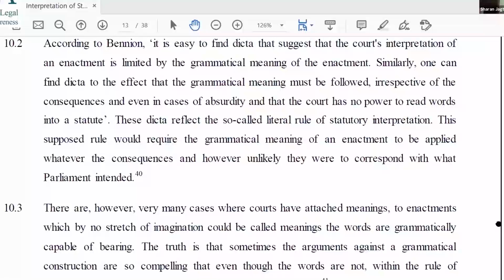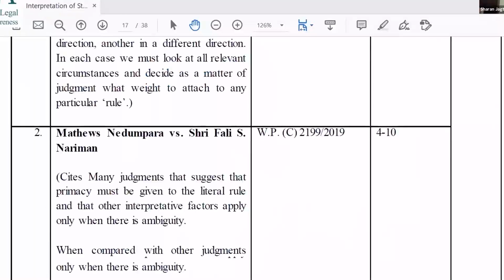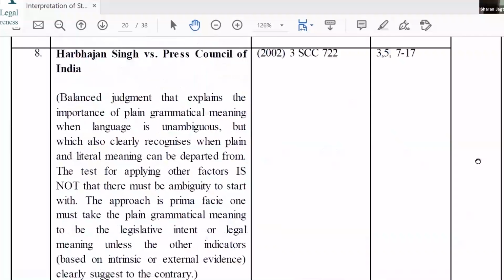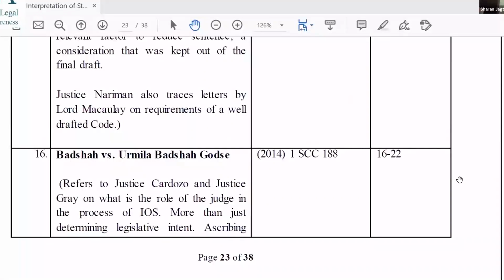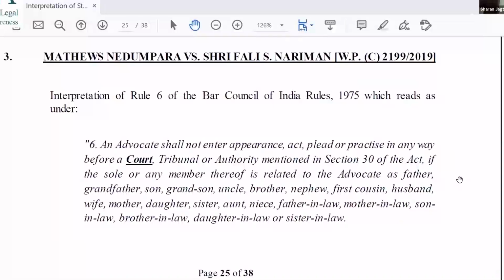Now, the first judgment, which I think makes good this point, is an interesting case before the Delhi High Court of Mathew Nedumpara versus Fali Nariman. You might ask, how did this case come about? If you look at the summary of cases in my note, the provision that fell for interpretation over there was Rule 6 of the Bar Council of India rules.